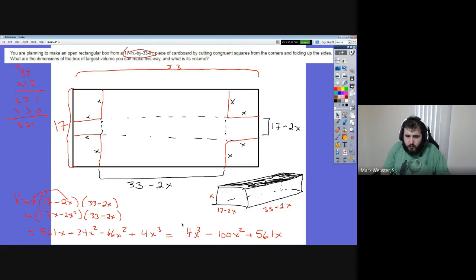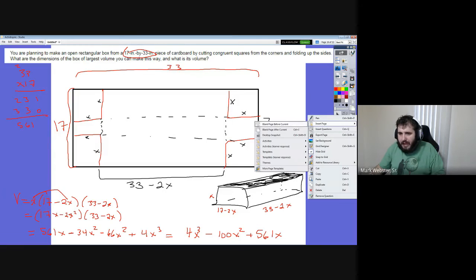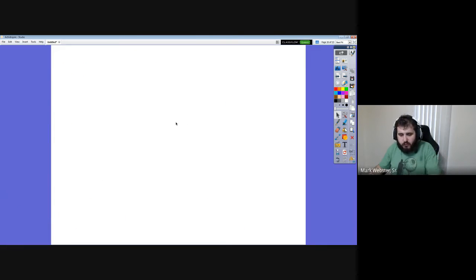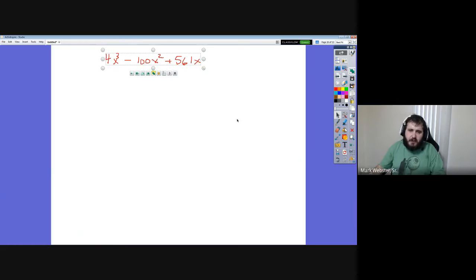Okay, so this is what we have here. You know what I'm going to do? I'm going to move this to a new page. I'm just going to insert a blank page here afterwards. This is our function. Let's move you to the top. This is our volume function that we're going to be optimizing.